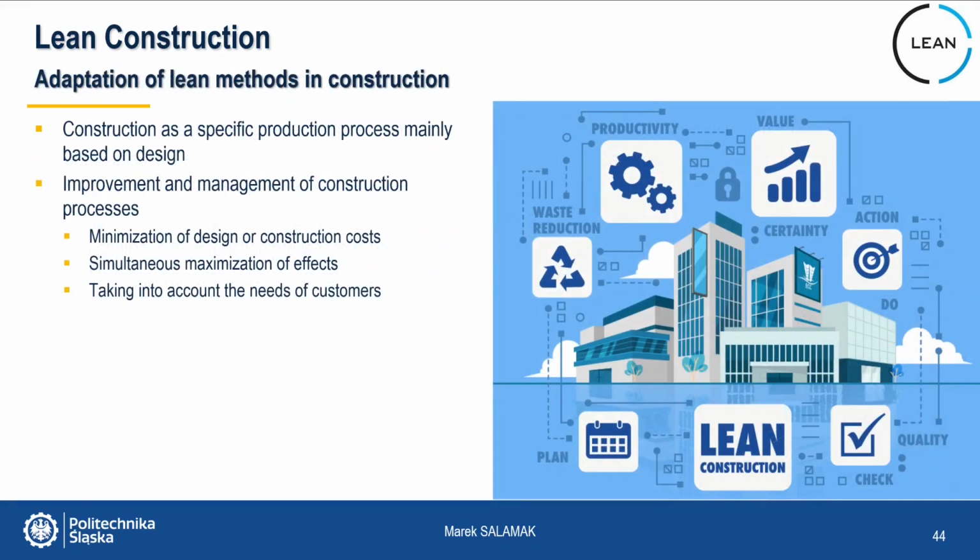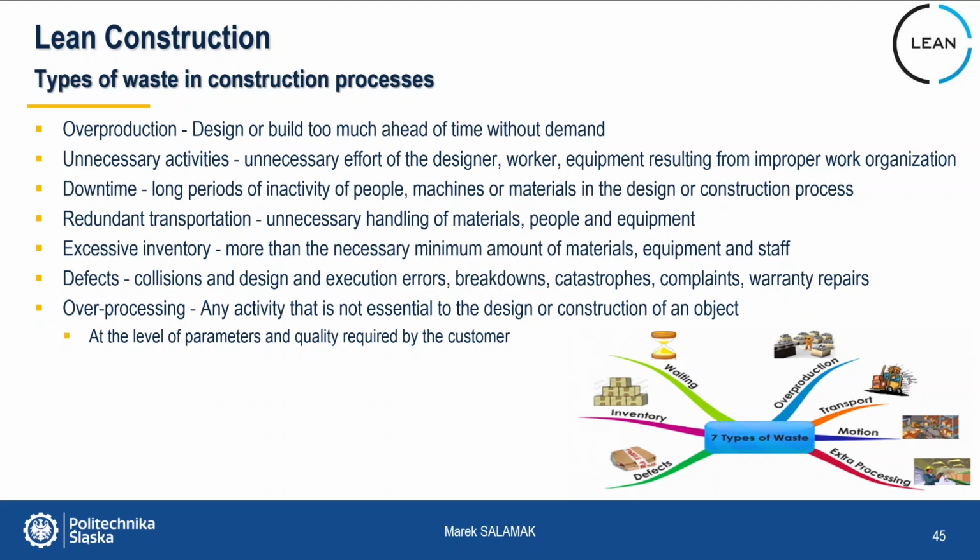When adapting to construction, it was assumed that construction was a specific production process based mainly on the design. This approach tries to manage and improve construction processes while minimizing their cost, while maximizing the effects and considering customer needs. In construction processes, we can distinguish the following examples of waste. It can be overproduction, when we design or build too much ahead of time without demand from the next process, or more than needed at a given stage of the project.